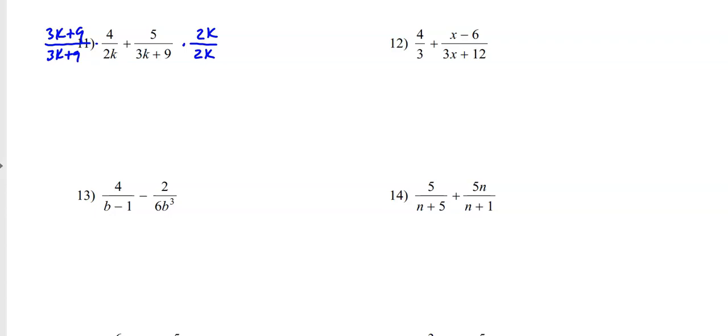So let's kind of work this out. On top, it may be helpful to put parentheses on these things. But on top, I'm going to have 12k plus 36.